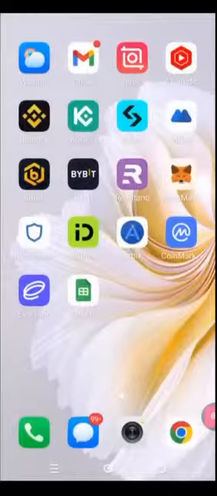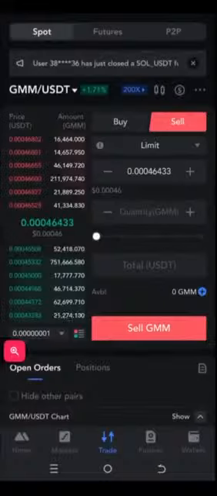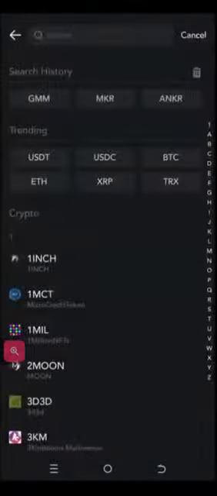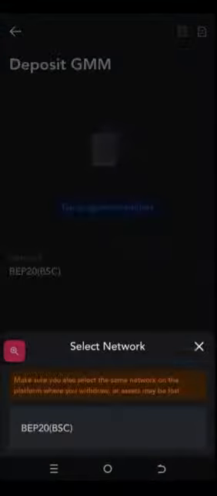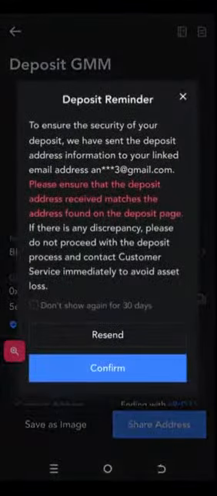So we're going to go over to Mexi and take every single thing. I hope the price is still good. Let's click on that. If not, we're going to set a sell limit, whatever it is. So we want to deposit, and we're depositing GMM. Okay, BEP20, that's what we want. We're going to tap to generate it. Okay, no problem.